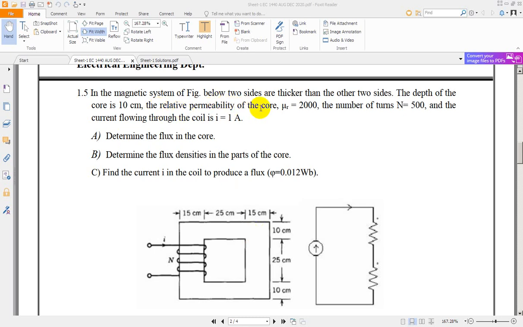The relative permeability of the core, mu r, is 2000. The number of turns N is 500 and the current flowing through the coil is I equal to 1 ampere. We need to determine the flux in the core, the flux density in the parts of the core, and the current in the coil. These things we need to identify.